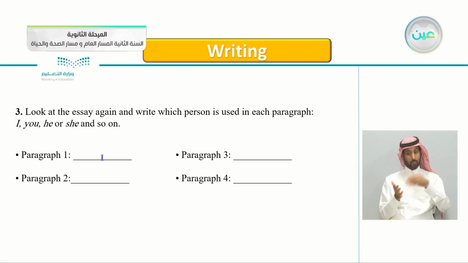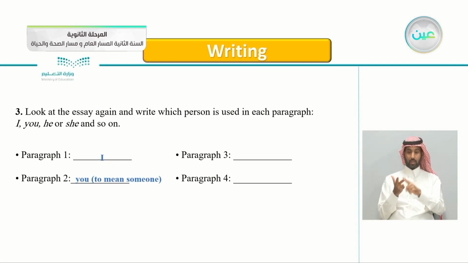Again, look at the essay and write which person is used in each paragraph. So the first paragraph, we wrote I. What about the second one? Yes, you, to mean someone. When he says you have to do this, you have to do that, he means someone, not you particularly. You as a reader. Number 3, paragraph 3.